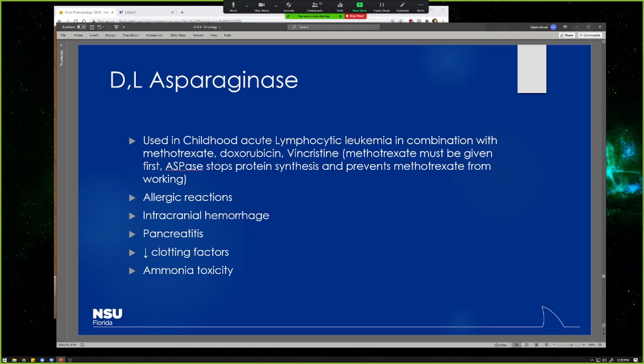And again, you're using it in combination with other drugs like methotrexate, doxorubicin, vincristine. Kind of interesting here, the order of the medications actually matters, and this will be indicated on the roadmaps if you were using one of these for your patients. Methotrexate is given first, because they find that the asparaginase will stop protein synthesis and prevent methotrexate from working. You need methotrexate available to interact with thymidylate synthase and inhibit dihydrofolate reductase. Well, that's not going to be working very well if you give the asparaginase first. So the order of medications actually makes a difference there.